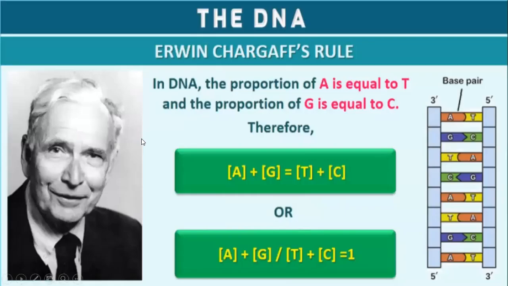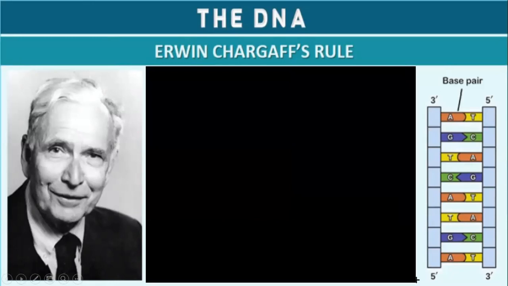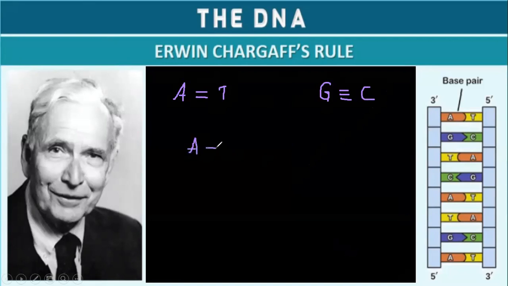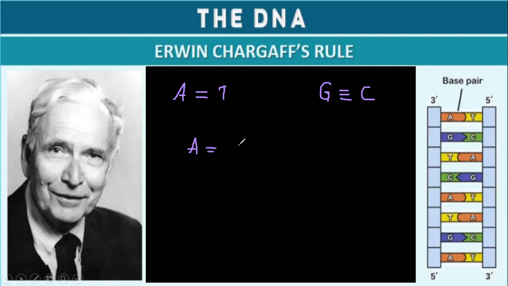Erwin Chargaff's rule. So what is this Erwin Chargaff's rule? Before moving on to the theory written here, let's describe it. We said that adenine always pairs with thymine, and guanine always pairs with cytosine, right? So the number of adenine is always equal to the number of thymine, and the number of guanine is always equal to the number of cytosine.